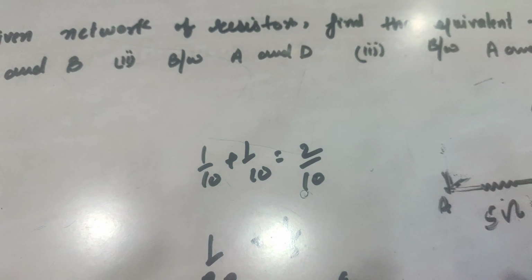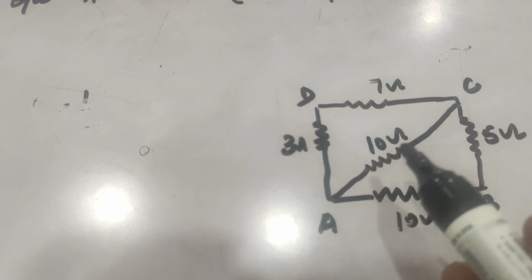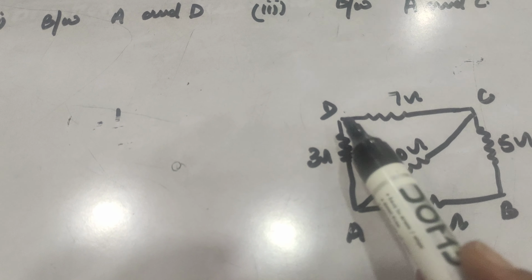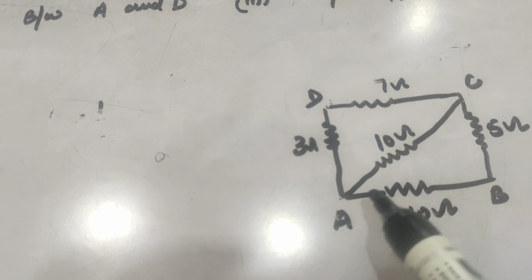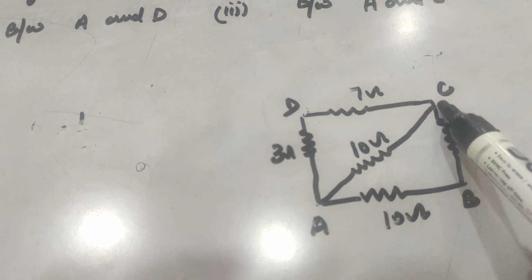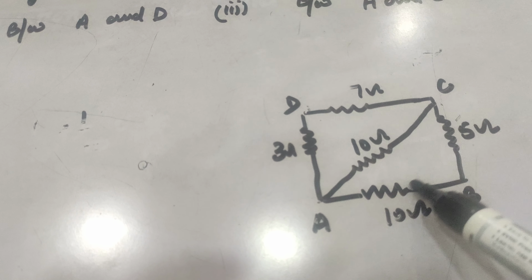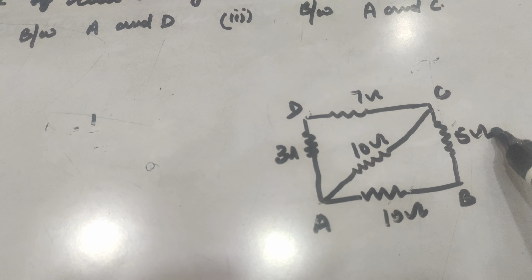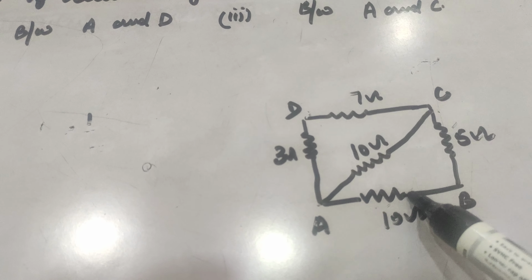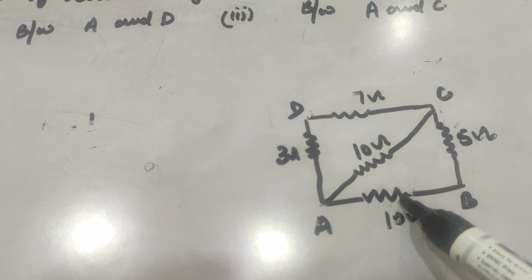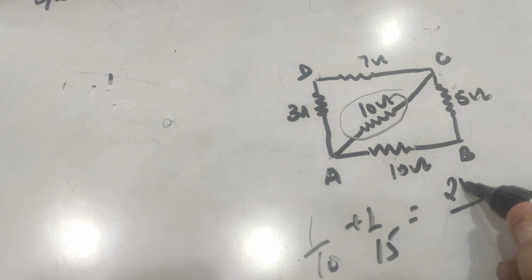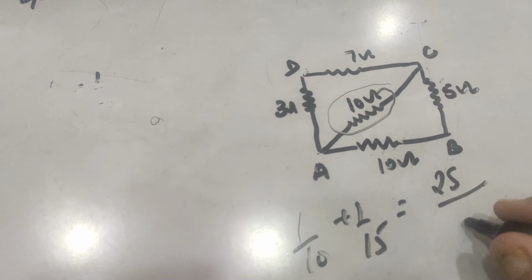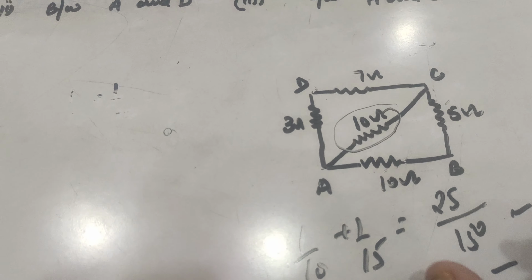Similarly, we can go for AD. When we have to find the value of resistance across AD, it means our initial point is A and final point is D. So we will move from this. You can see the similar arrangement is there. Here the 10 ohm and 5 ohm are connected in series. So first of all, we will calculate the series combination. 10 plus 5 is 15. Now that 15 ohm is in parallel with 10 ohm. So 1 by 10 plus 1 by 15, when we take the LCM, becomes 25 divided by 150, and if we divide it, you will get its value.